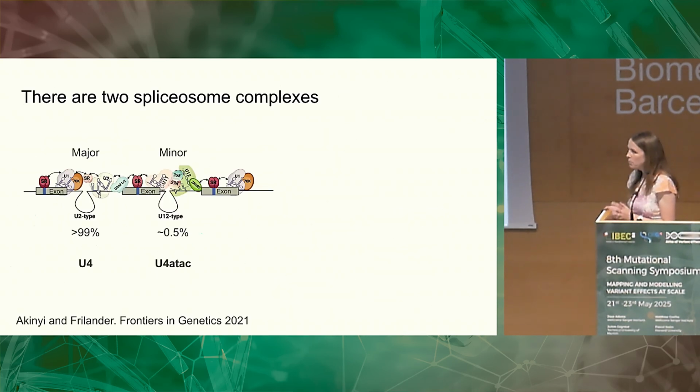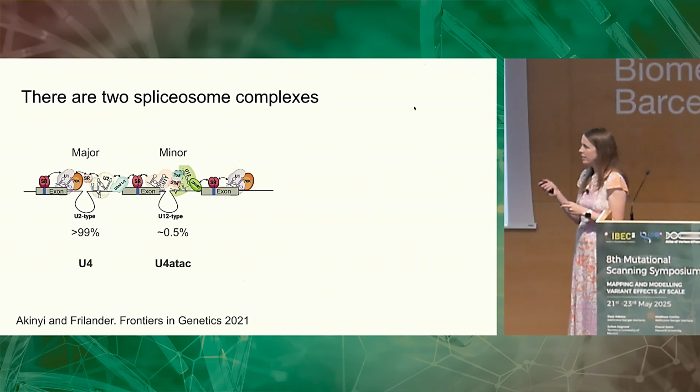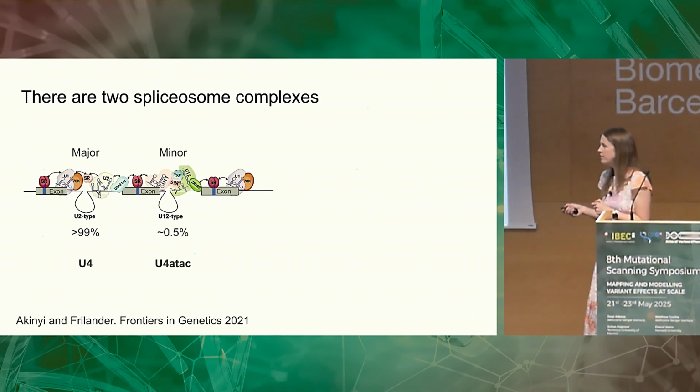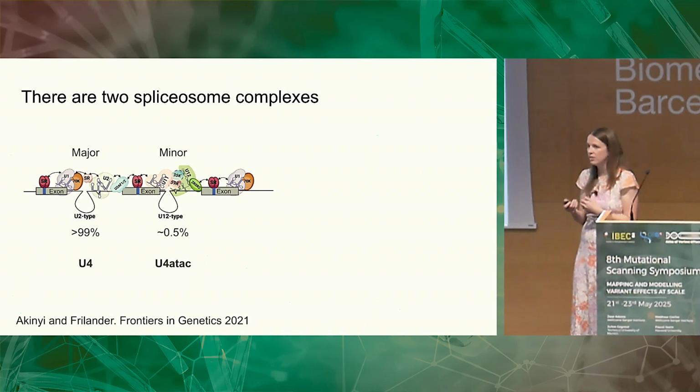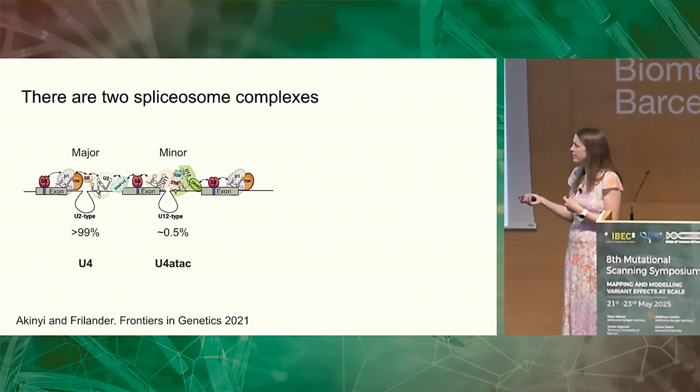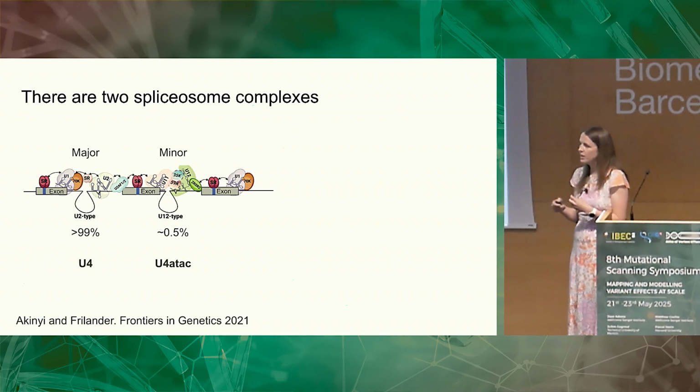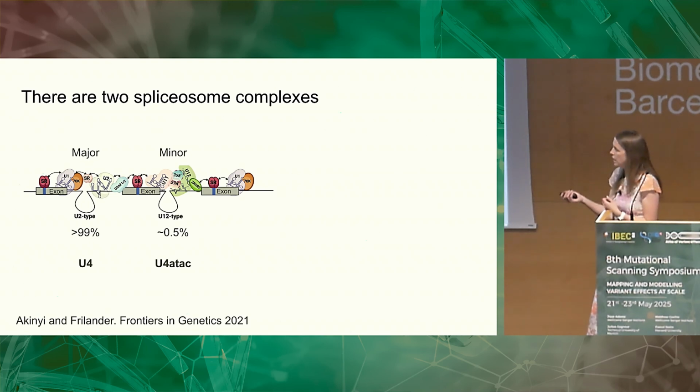Just to take a quick segue before we return to that plot in a minute, there are actually two different spliceosome complexes. There is the major spliceosome, which is responsible for splicing over 99% of all introns, and that is the spliceosome in which U4 functions. There is also the minor spliceosome, which is responsible for splicing so-called U12-type introns, which comprise about 0.5% of all of our introns. And there is an equivalent of U4 with a near identical sequence and structure, called U4atac, that functions in the minor spliceosome.